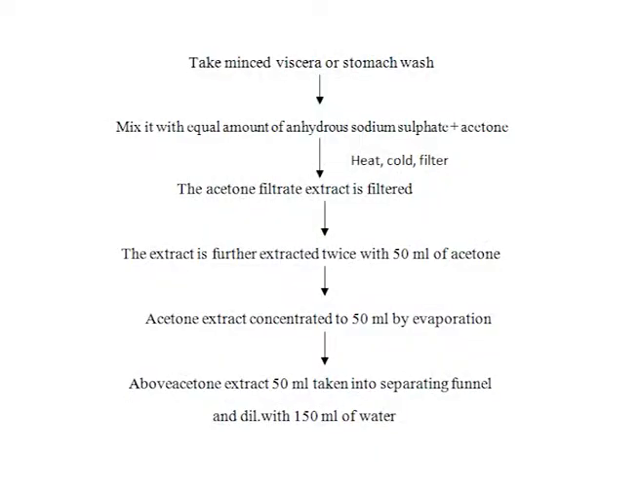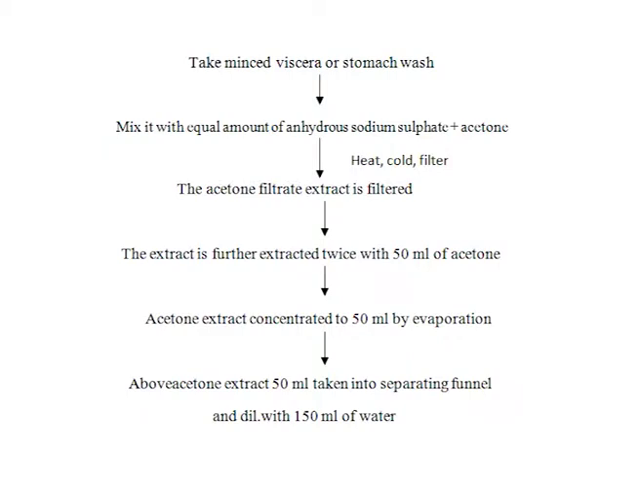Method 2. This method is also useful for extraction of insecticide from viscera, stomach content, etc. The minced viscera or the stomach wash is mixed with an equal amount of anhydrous sodium sulfate and acetone. The acetone extract is filtered. The residue is further extracted twice with 50 ml of acetone. The acetone extract is concentrated to 50 ml by evaporation.